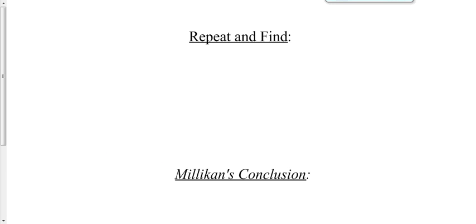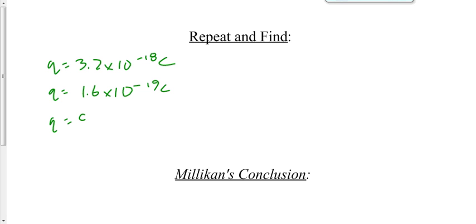Well, Millikan would have repeated this experiment hundreds of times. And when he did, he would have found that the charge values that he got from that equation could have been something like 3.2 times 10 to the minus 18, 1.6 times 10 to the minus 19, 9.6 times 10 to the minus 19 coulombs. I don't know, 4.8 times 10 to the minus 17 coulombs, so on.